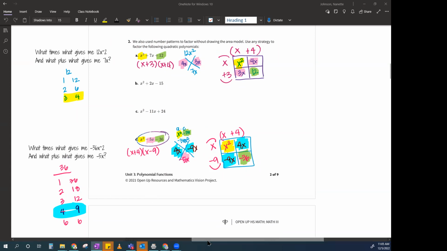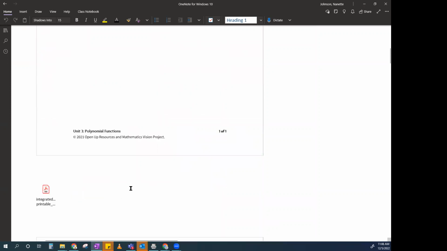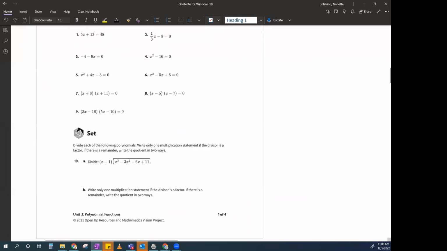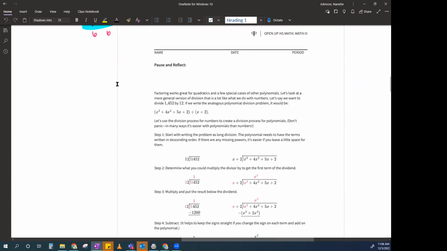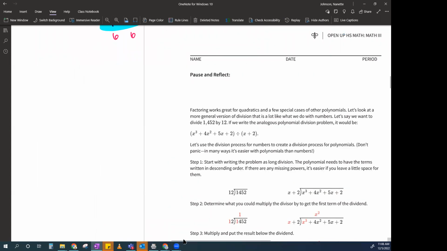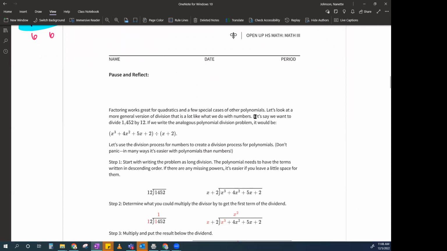And that shows up in your Ready, Set, Goes if you've tried them. Oh, not this Ready, Set, Go. The one before. The week before we had you dividing using factoring. I think it was 3.4. Okay, more on that later. But so now it says factoring works great. Let me make this a tad bigger. Factoring works great for quadratics and a few special cases of other polynomials.